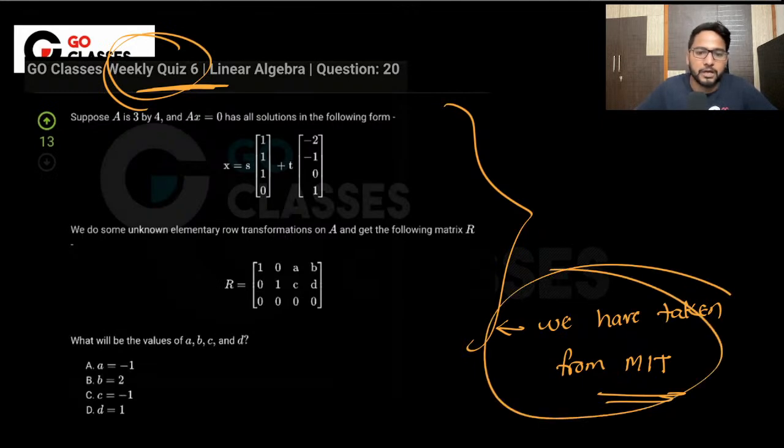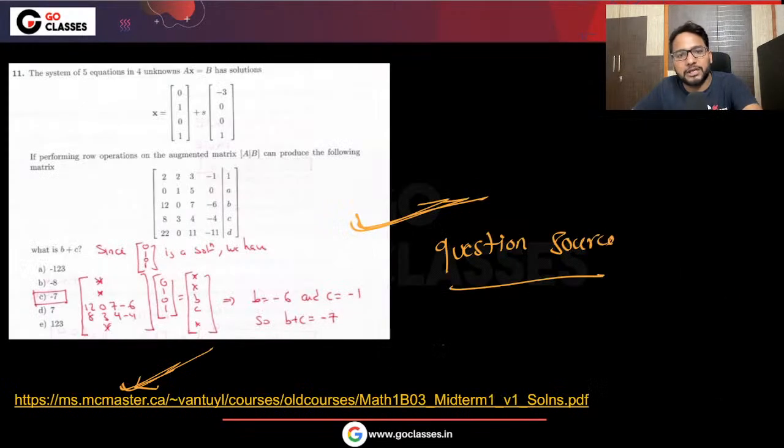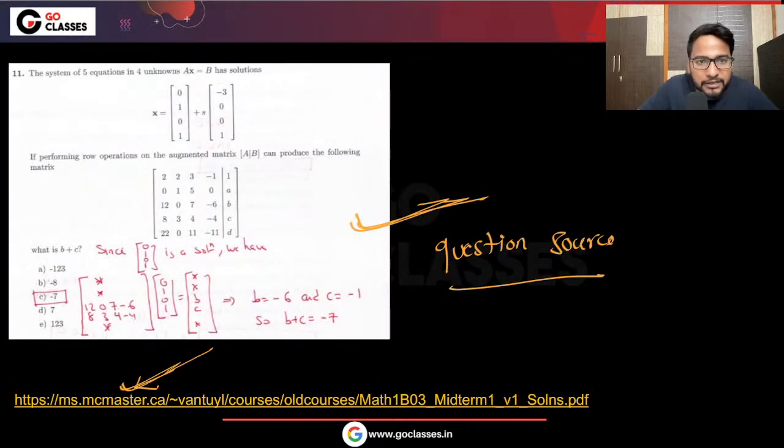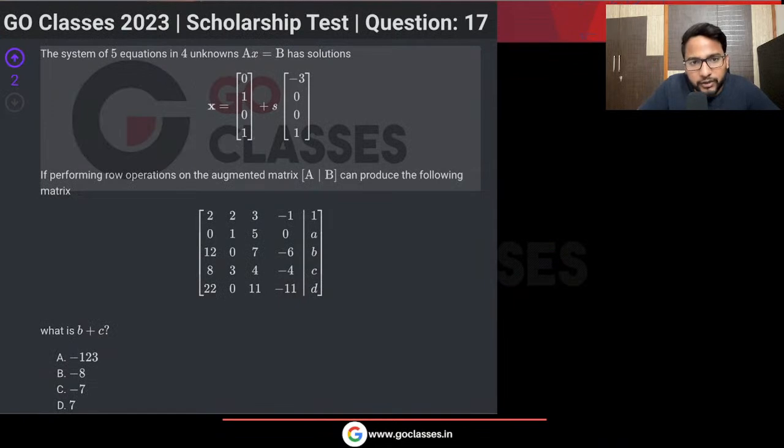Okay, so now let's just solve this question. What they are saying is that you have Ax equal to B. They are using capital B here, but that's okay. You can use small b also. I have not changed it from capital to small, but you can change it. It doesn't matter. So they are saying that you are having this as a solution. Now if we perform the row operations, then you get this, right?